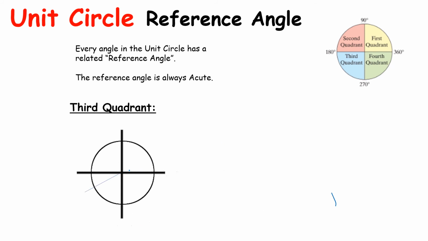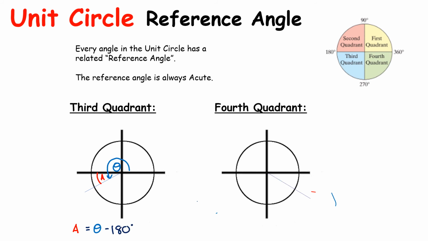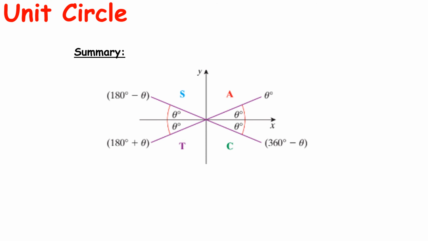So in the third quadrant we have this angle theta here. It is a reflex angle, so our corresponding reference angle is this one here. How we would work that out: A is going to be theta take away 180 degrees. And finally, in our fourth quadrant, theta is this angle here, and our reference angle is this little angle here. That means my reference angle is equal to 360 degrees take away theta. So we can always work out this acute angle, this reference angle, no matter what size angle we're given. So this is it in summary.